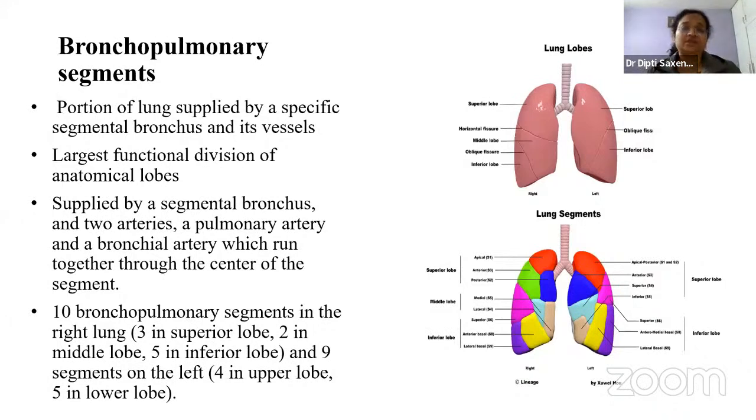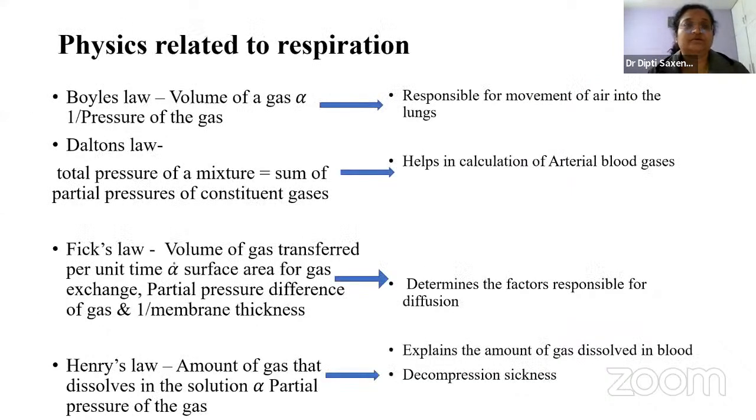It is supplied by a segmental bronchus and two arteries, the pulmonary artery and the bronchial artery, which run together through the center of the segment. It is important from the point of view of surgeons mainly, because if they are resecting parts of lung, they go along with the bronchopulmonary segments. Because if a bronchopulmonary segment is removed, normally the gaseous exchange in other segments is not hampered.